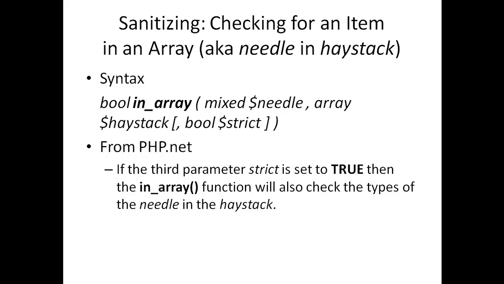Pass it a mixed needle, an array haystack, and an optional argument of bool strict. So if the third parameter strict is set to true, then the inArray function will also check the types of the needle in the haystack. So you can pass it a needle of a certain string value, searching in a haystack array for different string values, and that's fine. If you set strict, it'll make sure that if the needle's in the haystack, the types are also the same. So if your needle is an integer, the value in the haystack also has to be an integer. If the needle is an array, the value in the array also has to be another array. Okay?